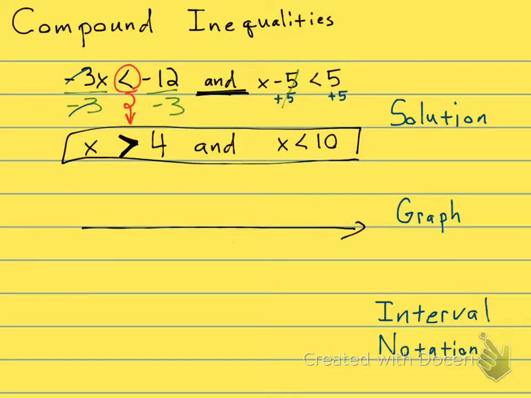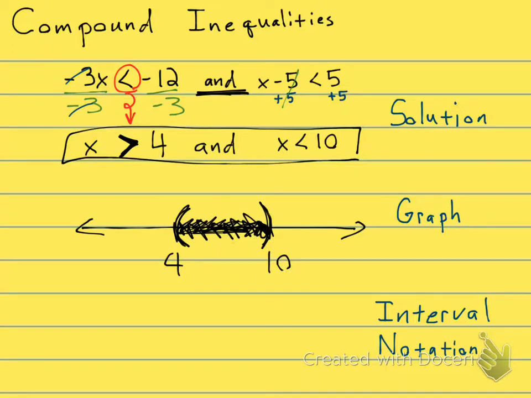Let's graph it. On my number line, I find a 4 and a 10. And I have to shade everything greater than 4 while at the same time less than 10. Okay, and you're going to see for this problem, it's shading everything in between these two numbers. Greater than 4 is going to get a parenthesis. Less than 10 is also going to get a parenthesis. So this is my graph. You can see it's everything shaded between 4 and 10.